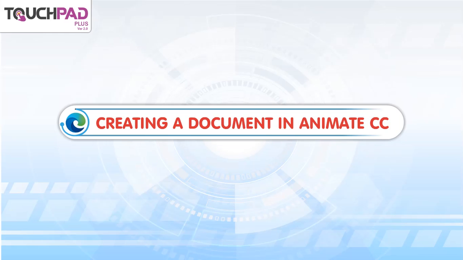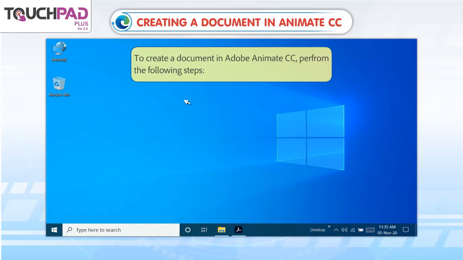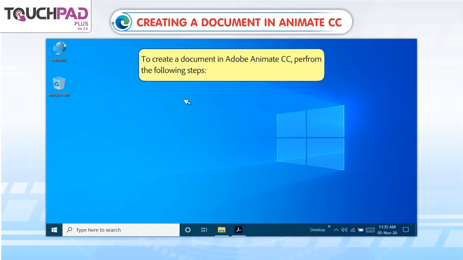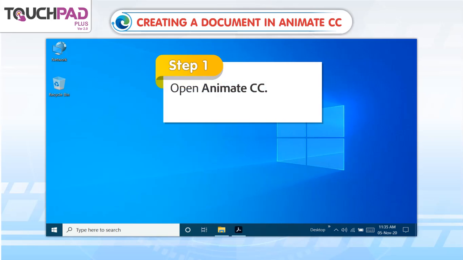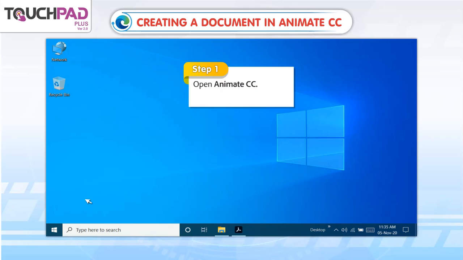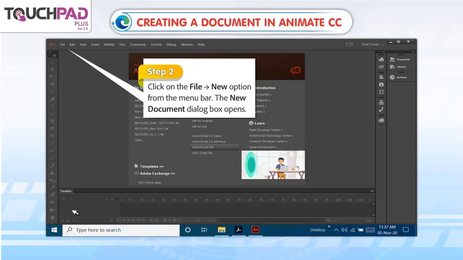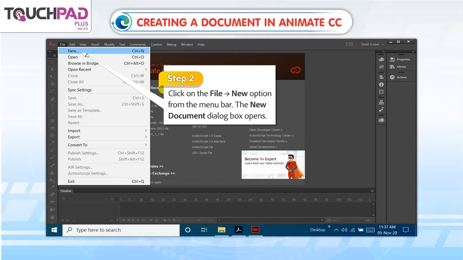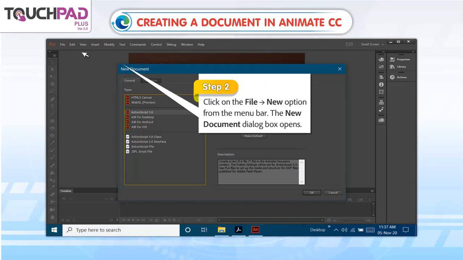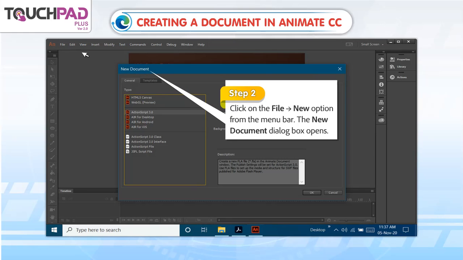Creating a document in Animate CC. To create a document in Adobe Animate CC, perform the following steps. Step 1. Open Animate CC. Step 2. Click on the File, New option from the menu bar. The New Document dialog box opens.